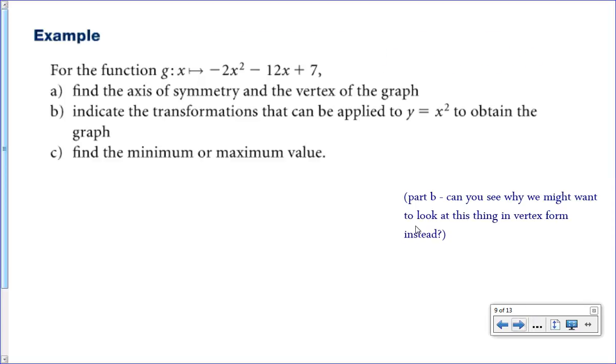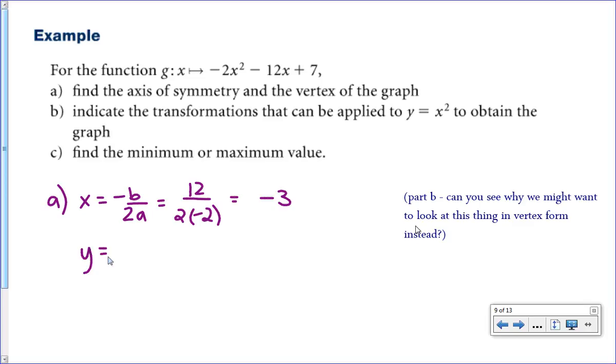Here's a function given to us in standard form, and it asks us first to find the axis of symmetry and the vertex. So for part A, we want to use this x equals negative b over 2a formula, which helps us to get the x value of the vertex. So we'll plug in the a and b value from this function. We'll get 12 over negative 4, which is negative 3. That's half the vertex. To get the y value of the vertex, we will have to substitute that negative 3 into the function in place of everywhere we see x.